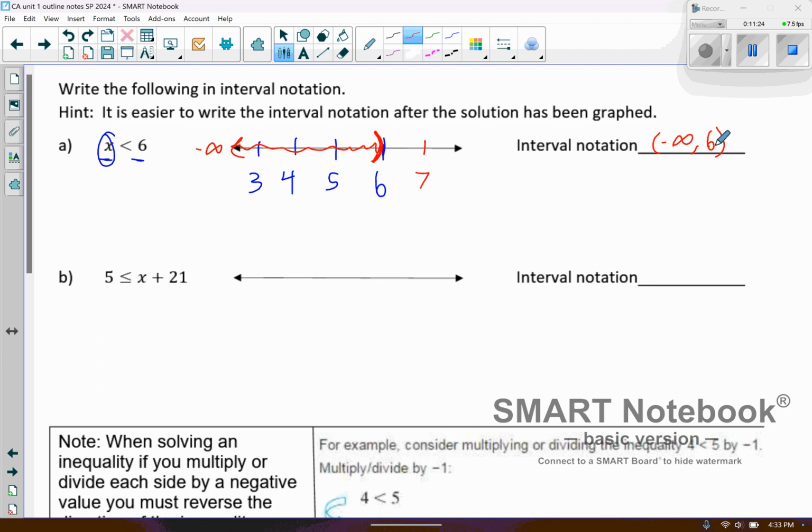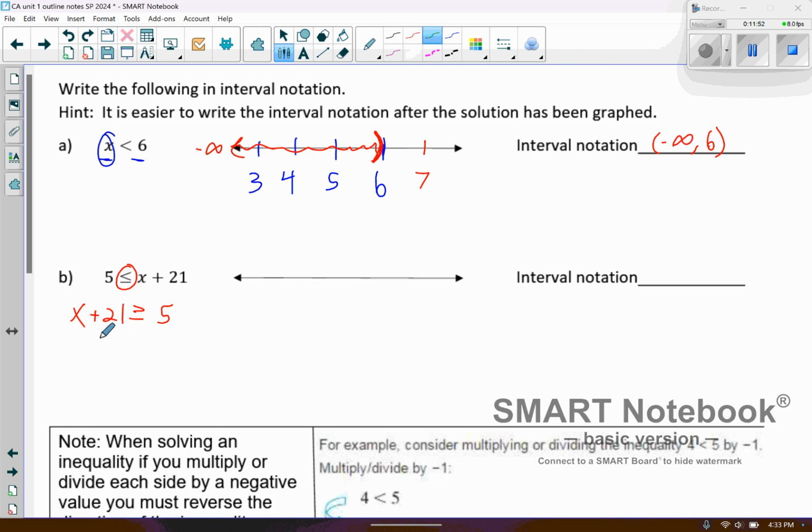Okay, on part B, you'll notice that my variable is on the right side. You can leave it there if you want, but a lot of times students do not like that. So what we'll do is go ahead and switch the two sides, but you do have to reverse your inequality symbol. So now we're going to change that to greater than or equal to 5. I basically pick it up and flip it over, and when I do that, the inequality symbol reverses direction.